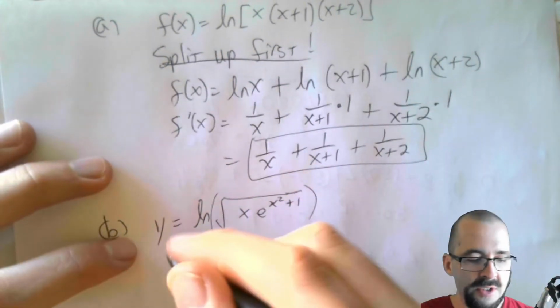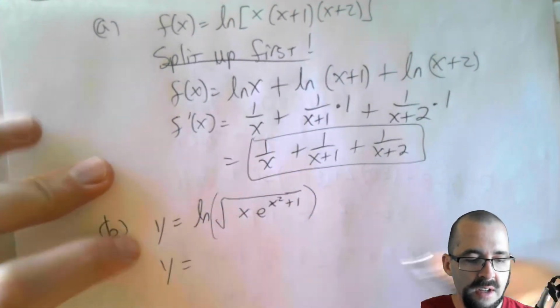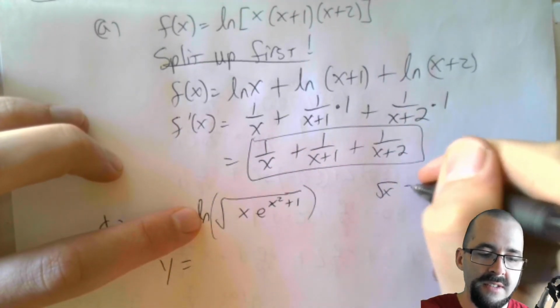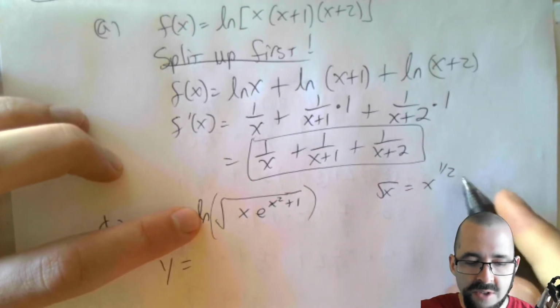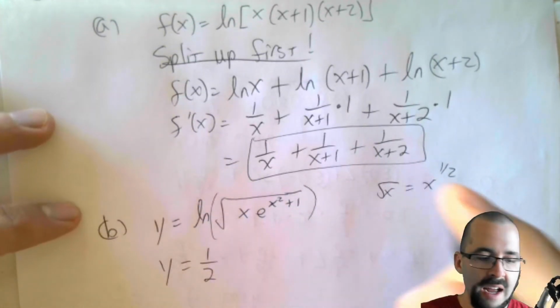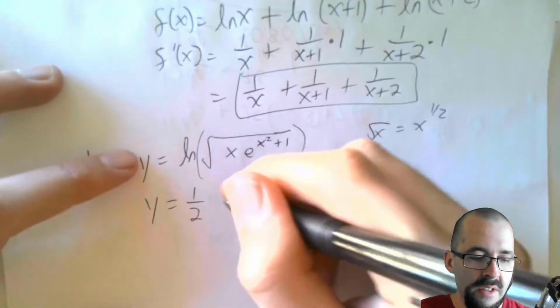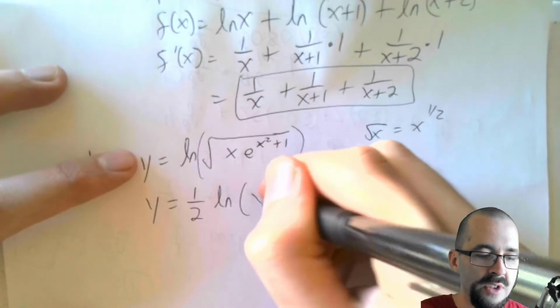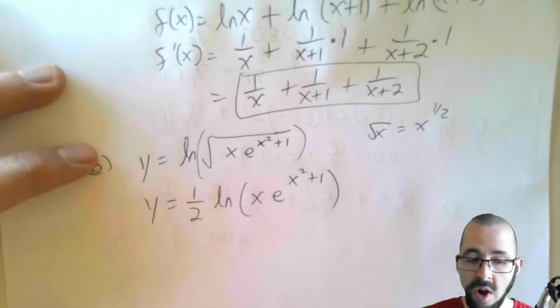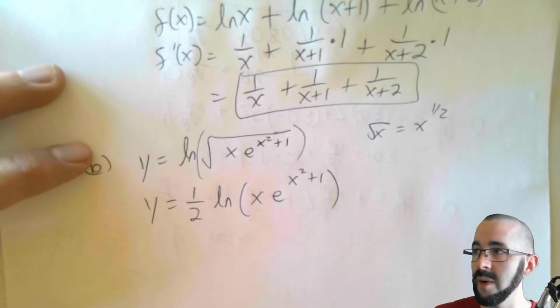Okay. So let's split this up first. The natural log of this, remember square root, right? The square root of x is just x to the 1/2. So that exponent comes out in front. We get 1/2 the natural log of the inside, which is just x e to the x squared plus 1. Already is looking better. We don't have a square root.